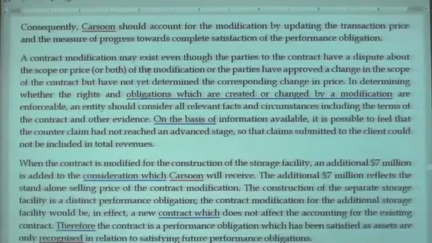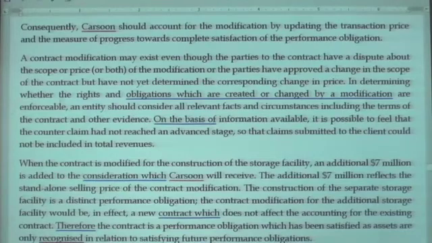Then a contract modification may exist even though parties to the contract have a dispute about the scope and price. That is paragraph 90. Clear? The same thing, they have copied and pasted. A modification exists if the parties have approved a change in the scope of the contract but have not yet determined the corresponding change in the price.